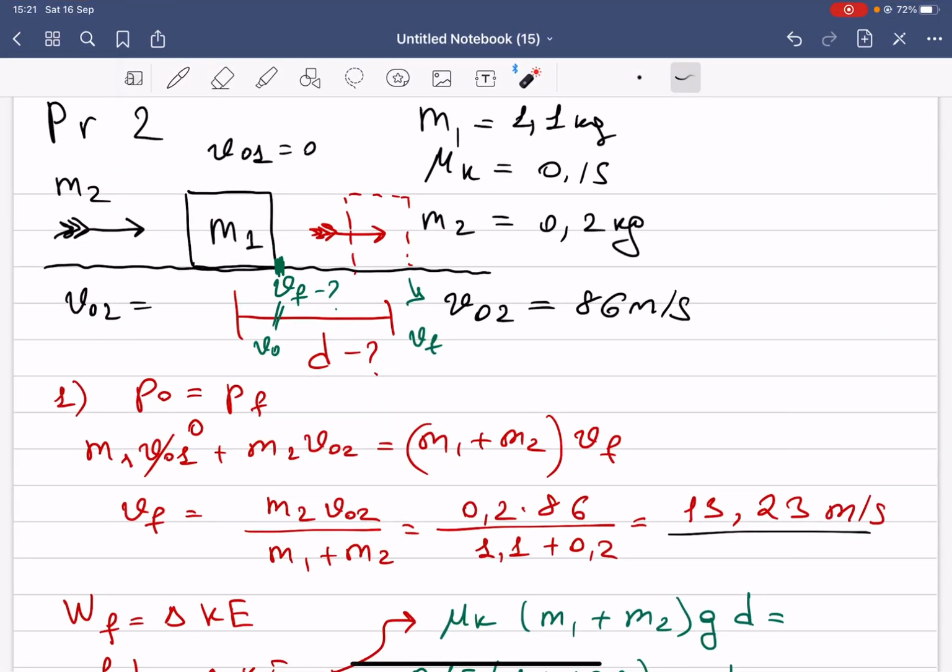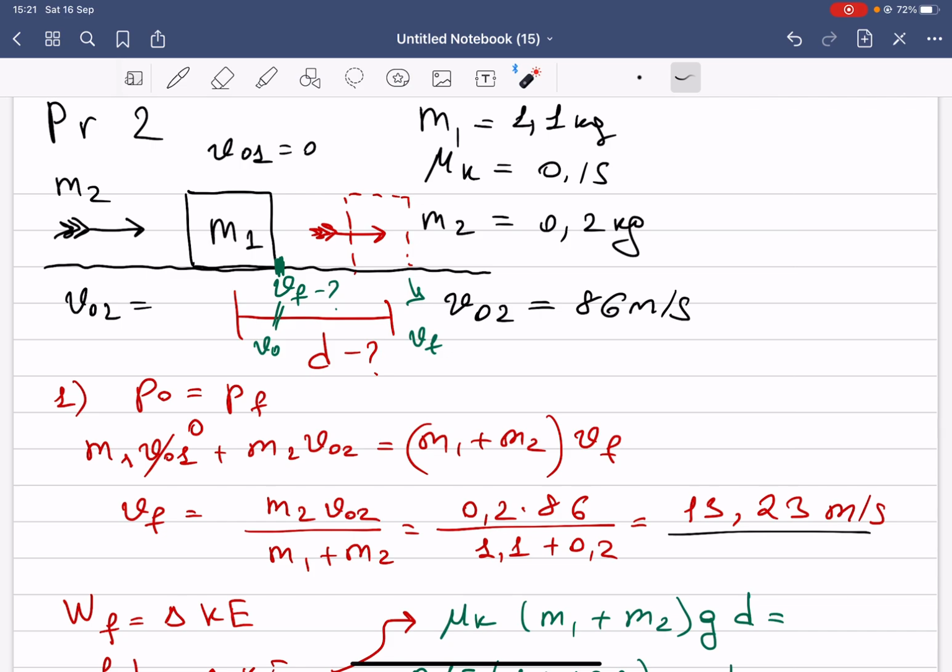Okay, so here we have a block. It's at rest, so V initial 1 becomes 0. Then we have an arrow, which has a mass, let's say m2, and it has initial velocity V initial 2. Now, it strikes, and after that it slides a certain distance and it stops, okay? Kinetic friction is also given, all the data are given. So let's start solving it. We have to find how far it will move until it stops.